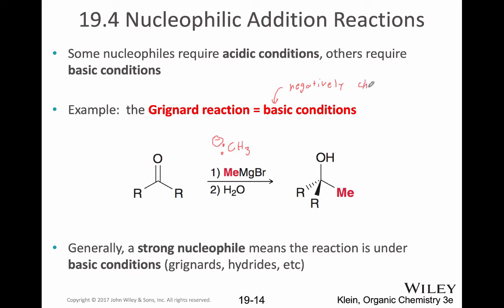charged reagents. Okay, so basically, in this case, under these basic conditions, your nucleophile will be negatively charged, and this means you're generally adding strong nucleophiles to aldehydes and ketones, things like hydride or the Grignard reagents.